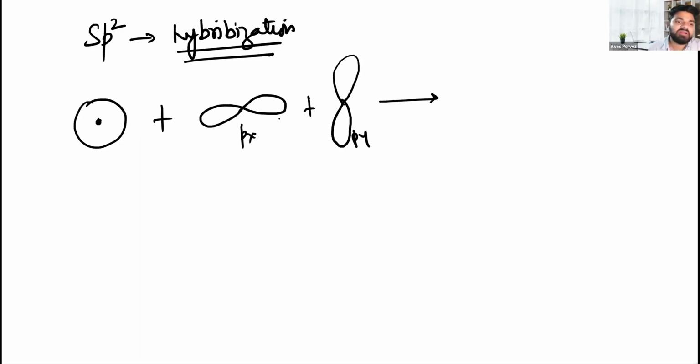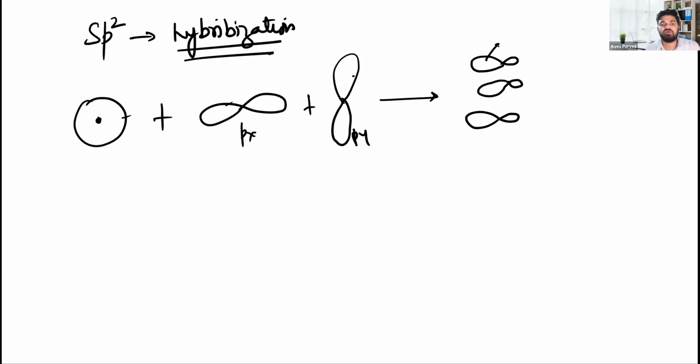Now the sp2 hybridization: there will be three new sp2 orbitals, because there are 1, 2, and 3 orbitals missing, so new hybrid orbitals will be formed. These are all sp2, sorry, this is sp2, sp2, and this is also sp2.